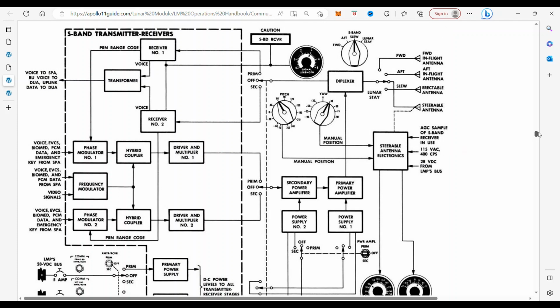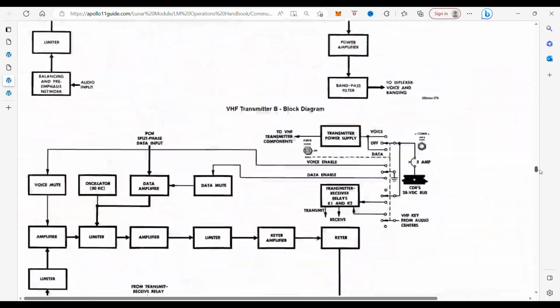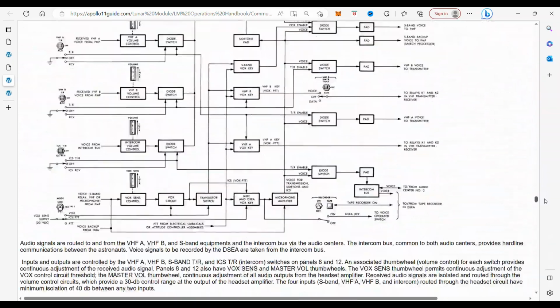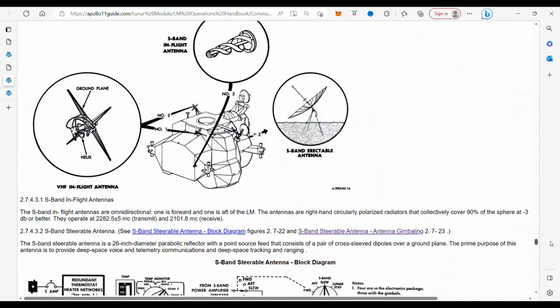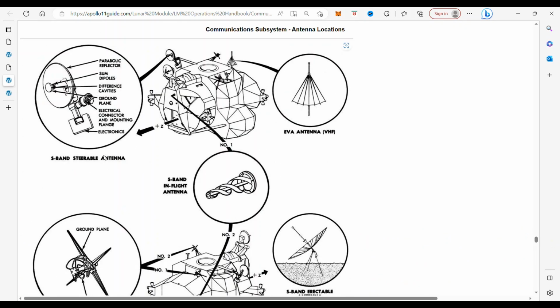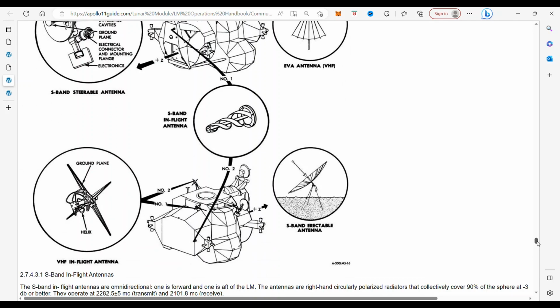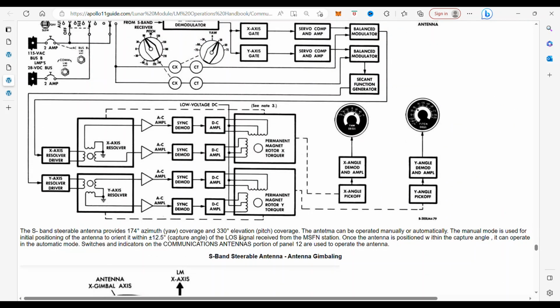And then if we go below that, we also have one more thing I want to talk about on the antenna. Oh, and to mention, this is the steerable antenna that we were talking about. We come down a little bit further. This is where we were. And we read down here that the S-band steerable antenna provides 174 azimuth, which is yaw, coverage, 330 elevation pitch coverage. The antenna can be operated manually or automatically.